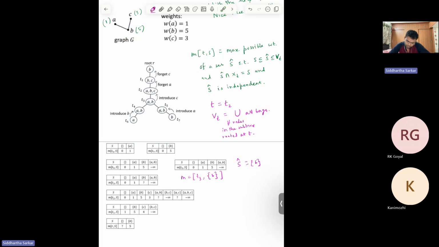So therefore this entry should be 5. But this is not how you should do it. I mean, I did it just like that, but there is a formula. So far, conceptually, we have understood the way to compute a particular entry, but there is a formula for it, so that you can derive this entry from the entries that you have already calculated.